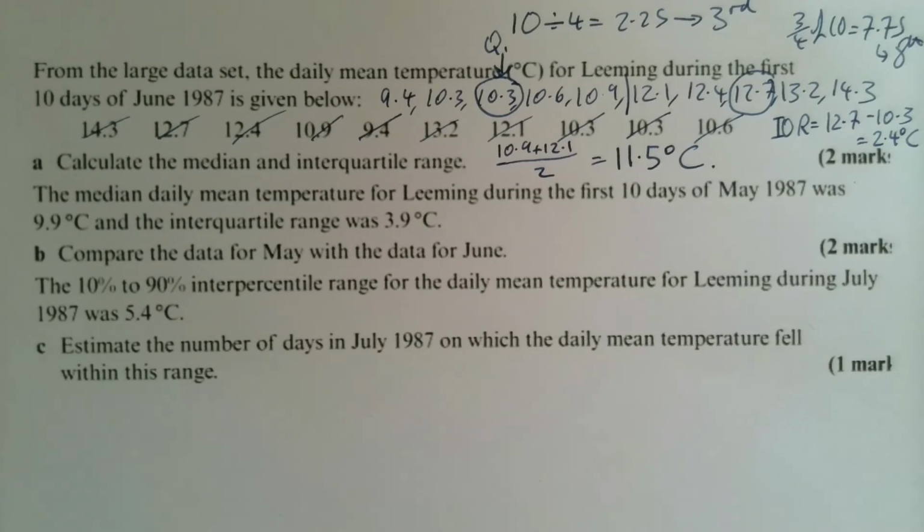Right, moving on. Median daily mean temperature for Liming during the first 10 days was 9.9, and the interquartile range was 3.9. Compare the data for May with the data for June. So we've got our information on June. There's 2 marks. Whenever you're asked to compare, you need to compare 2 things. One is an average, the other is a range.